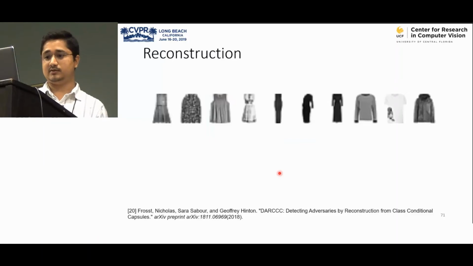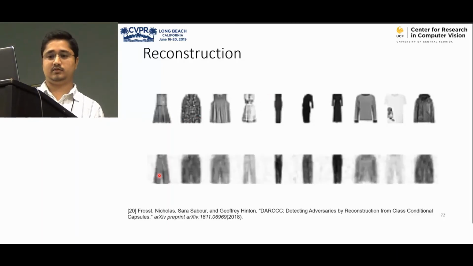This is one sample example. All of these images were attacked using the pants class. So if you use any classifier to classify these images, all of them will be classified as pants. But in the capsule reconstruction, when you perform the reconstruction, we observe some kind of notion here, so all of these will look like pants to you. So identifying adversarial attacks is easier in these capsule networks.